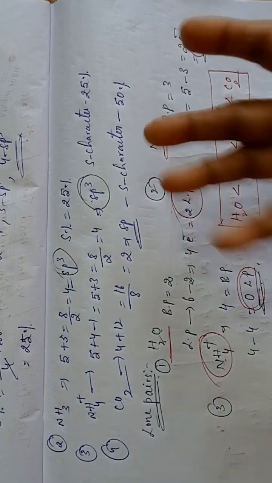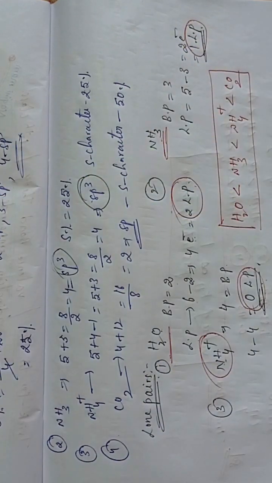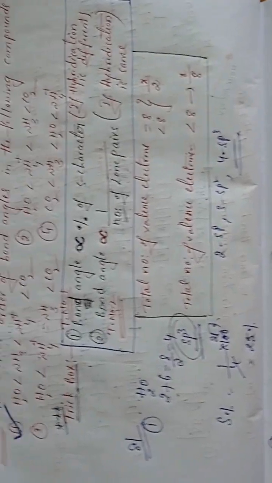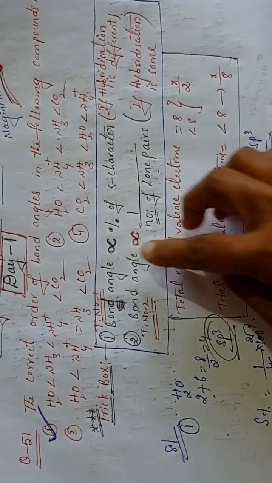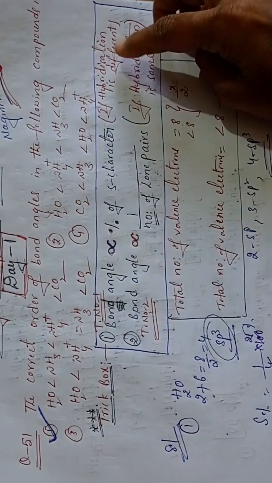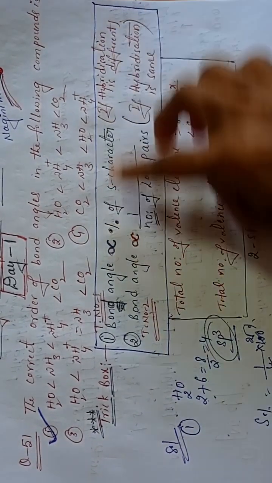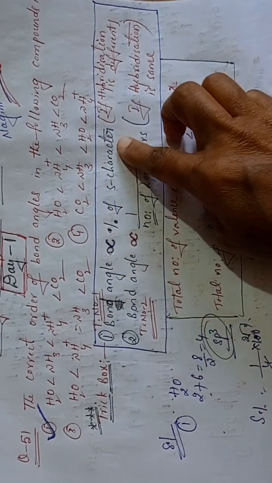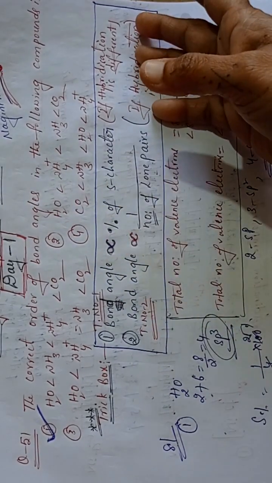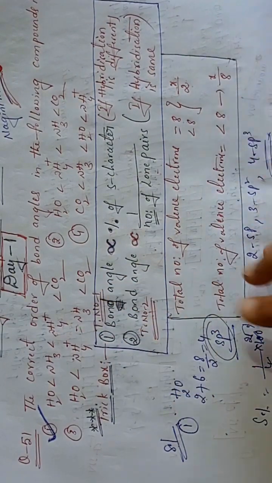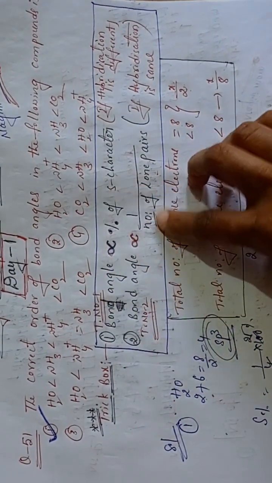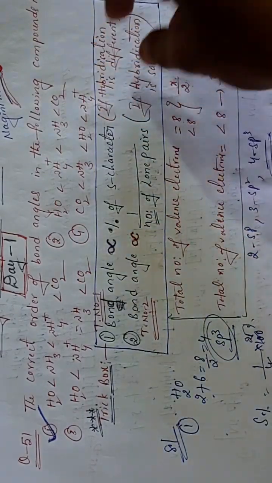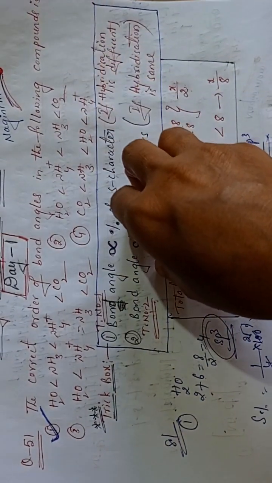For the remaining three we used trick number 2. Are you clear, students? We have to calculate the lone pairs of electrons. So this is the trick box, students. You have to practice these two tricks. If hybridization is different for the 4 compounds, you have to follow trick number 1. Bond angle is directly proportional to the percentage of S character. You have to find the hybridization, then you can easily find the S character. Bond angle is directly proportional to 1 by the number of lone pairs, or bond angle is inversely proportional to the number of lone pairs. If hybridization is the same, you have to follow trick number 2.